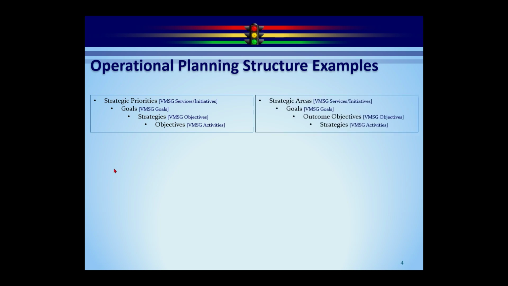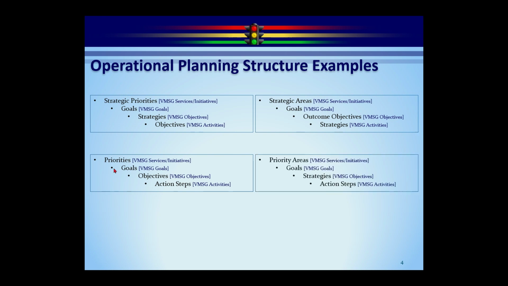Strategic areas is a pretty good definition of services or initiatives. Goals, I like the term outcome objectives. What are we trying to achieve at the objective level? Outcome. And then the strategies to get there. So this one's pretty good. Priorities, goals, objectives, and action steps, very, very common. Priority areas, pretty good definition.